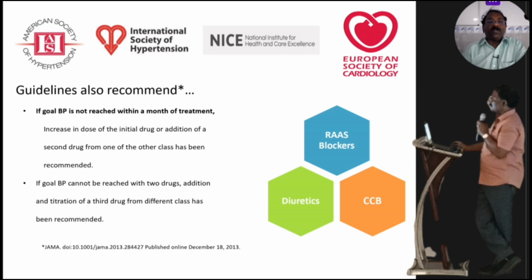If goal BP cannot be reached with two drugs, again, a lot of the population, at least 40% of people, even after two drugs, the blood pressure is more than your required number. Then the addition and titration of a third drug from a different class has been recommended. If goal BP cannot be reached with three drugs, we have to add a fourth drug. If not reached with four drugs, we add a fifth drug. So some individuals will be on a sartan, calcium channel blocker, diuretic, alpha blocker, centrally acting drugs like clonidine, etc., or a potent vasodilator like hydralazine.